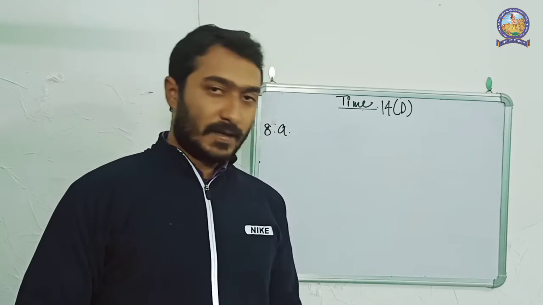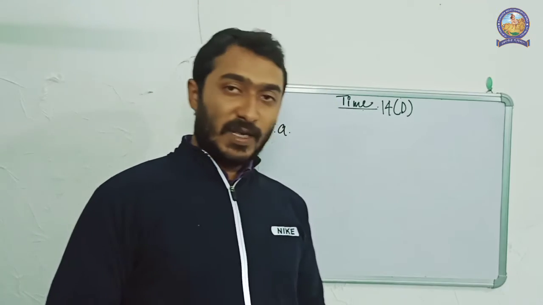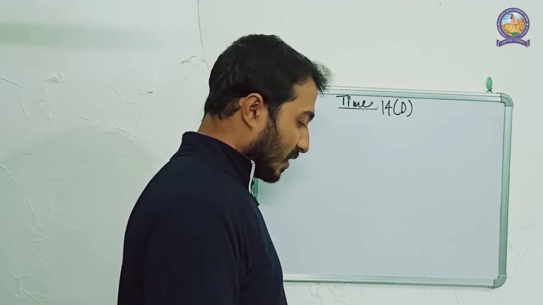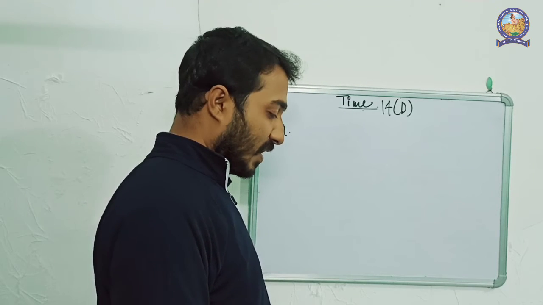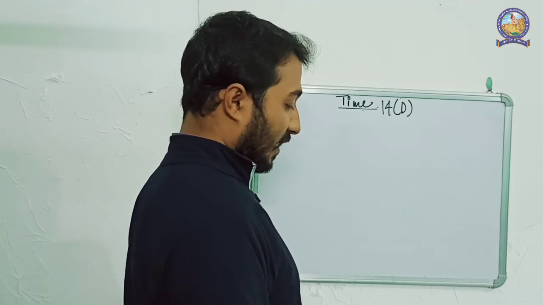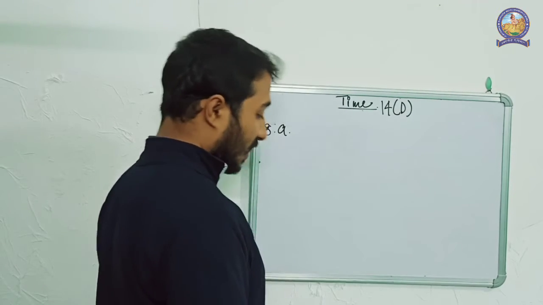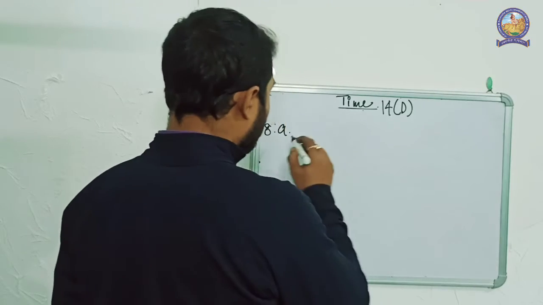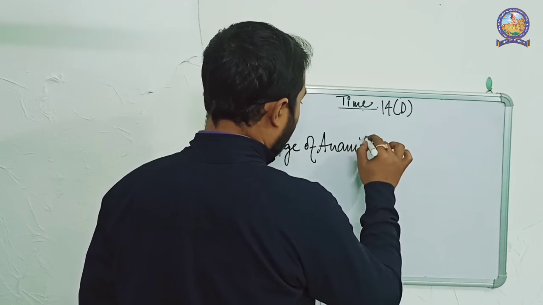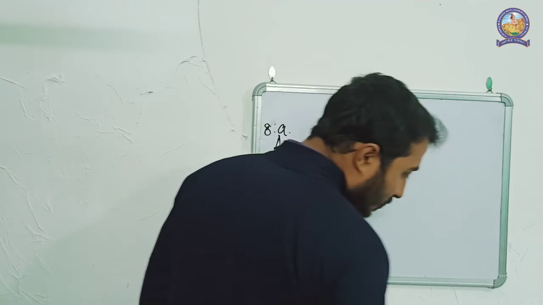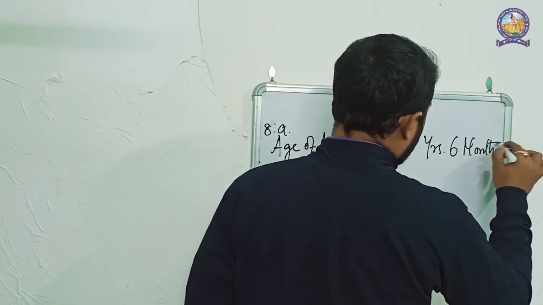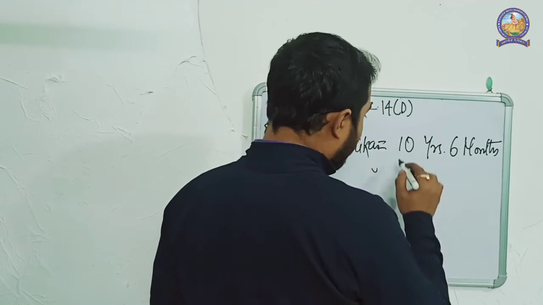Isn't it easy? Let's take another example. Question number 8a. Ankita is 10 years, 6 months old. Her sister Anamika is 5 years, 8 months older than her. How old is she? We have to find the age of Anamika. So we have to simply add the values. The age of Anamika: we add 10 years, 6 months to 5 years, 8 months.